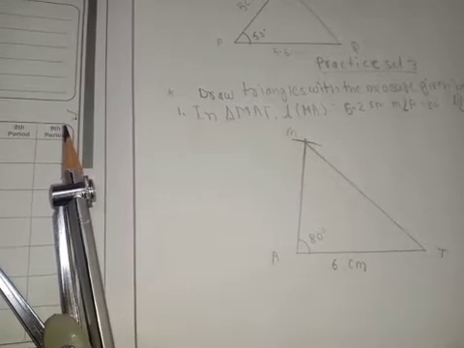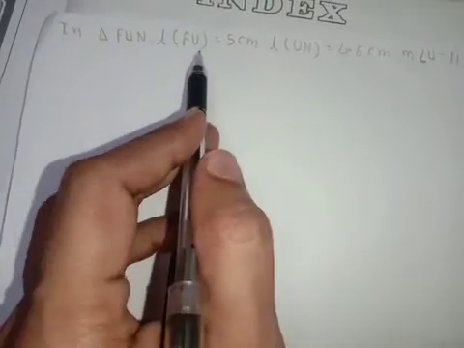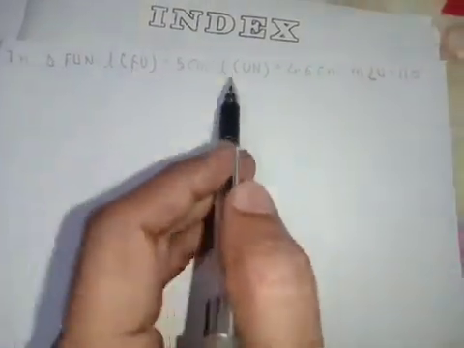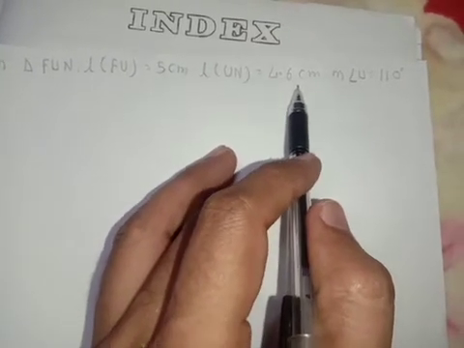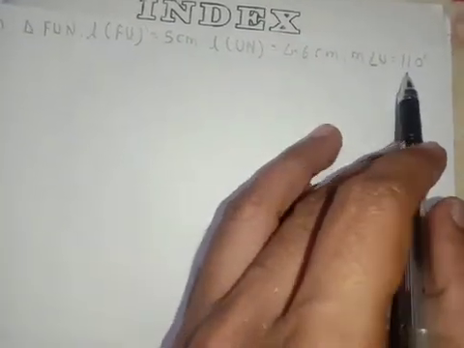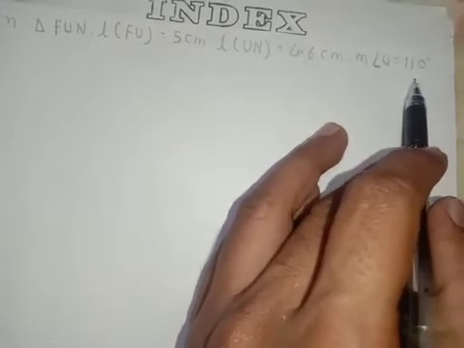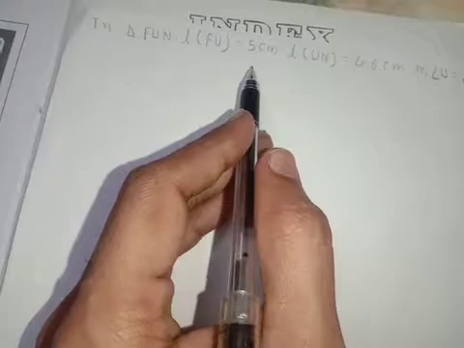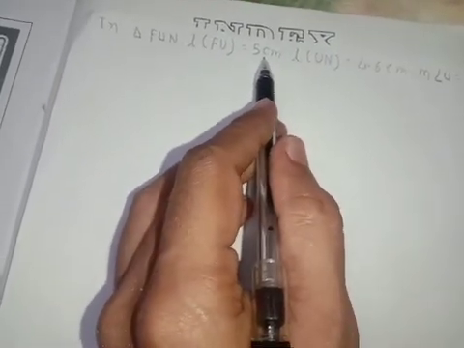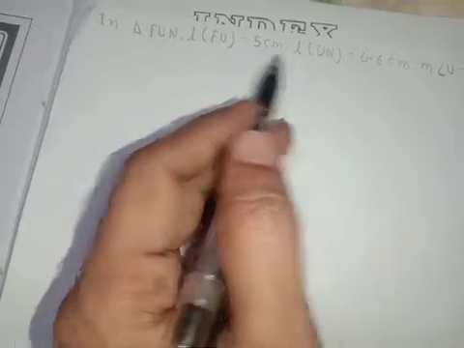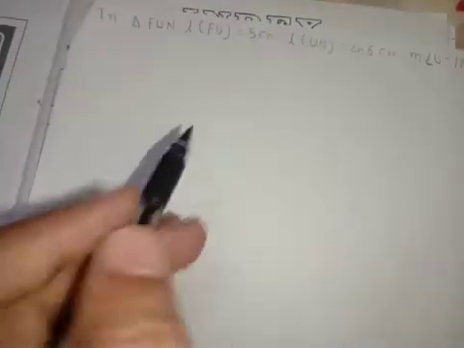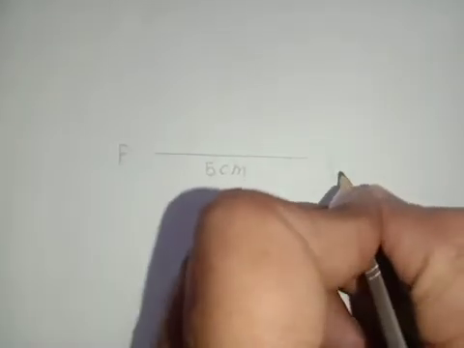Now let's look at another example. The next question is: in triangle FUN, length FU is equal to 5 centimeters, length UN is equal to 4.6 centimeters, and the measurement of angle U is equal to 110 degrees. First we have to draw a straight line using this length. You can use any length. Now draw a straight line of 5 centimeters and give it the names F and U.